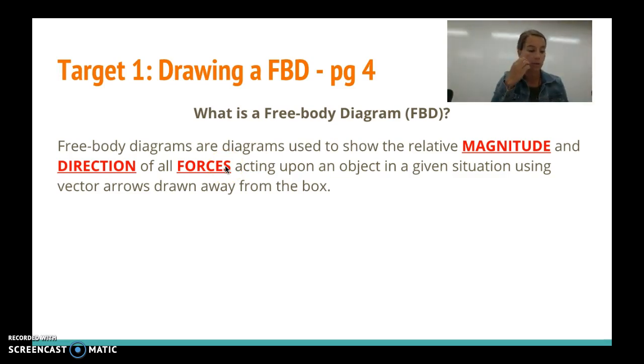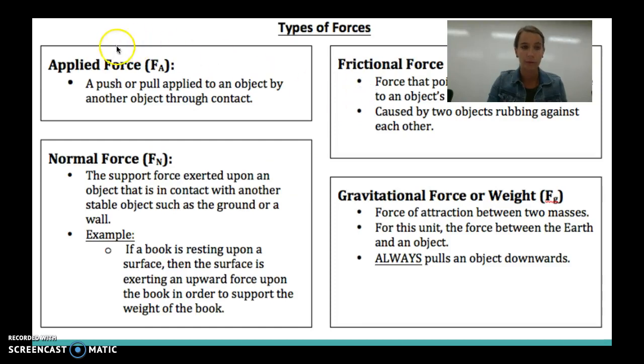Now going down below that, some of the types of forces. Just a reminder, we have applied force, which is a push or a pull. That's kind of our catch-all. We can call anything really an applied force. Normal force is that support force exerted when something's in contact with something else, like the ground or a wall. So if a book is sitting on the table, there's a normal force straight up.